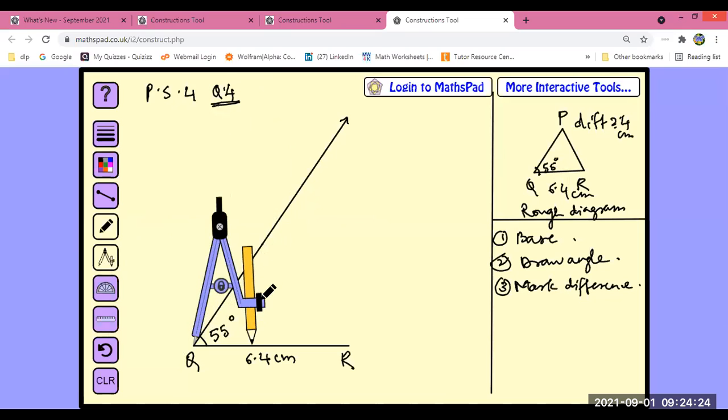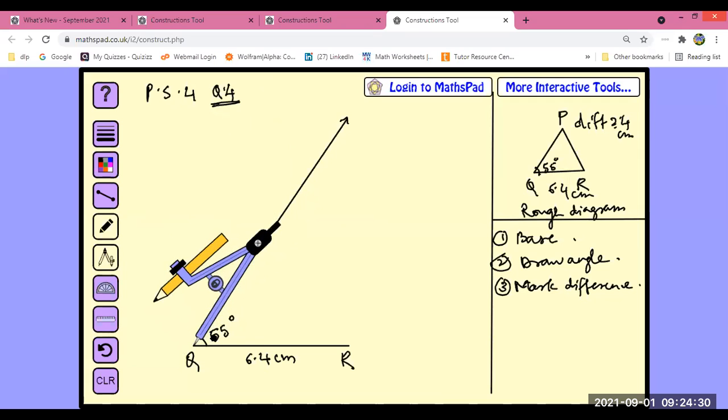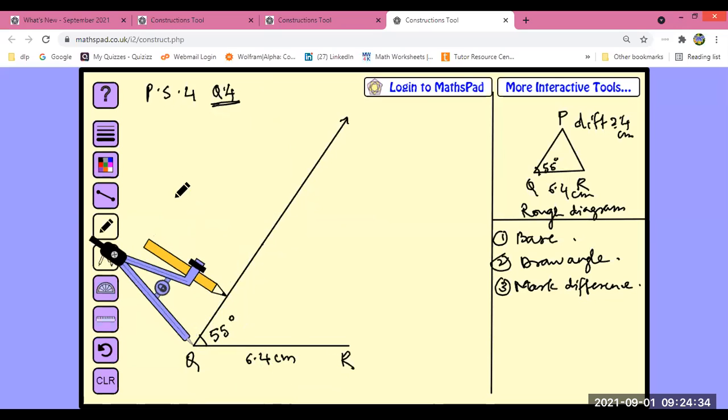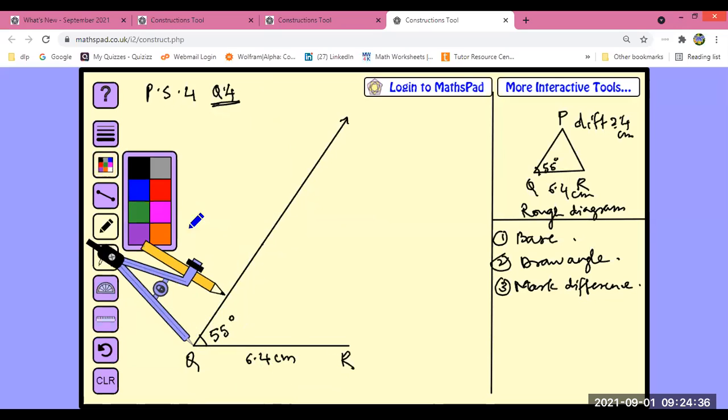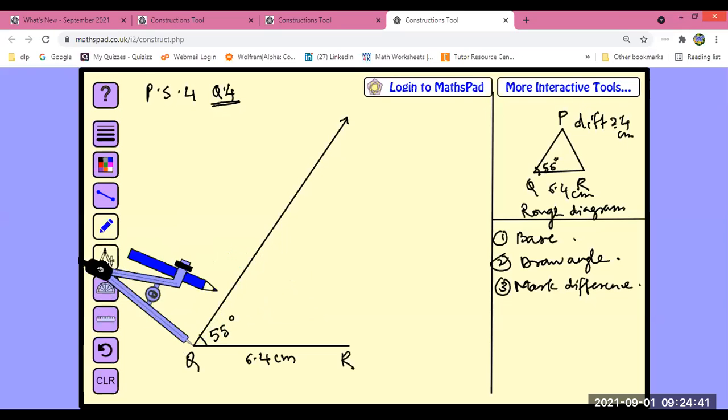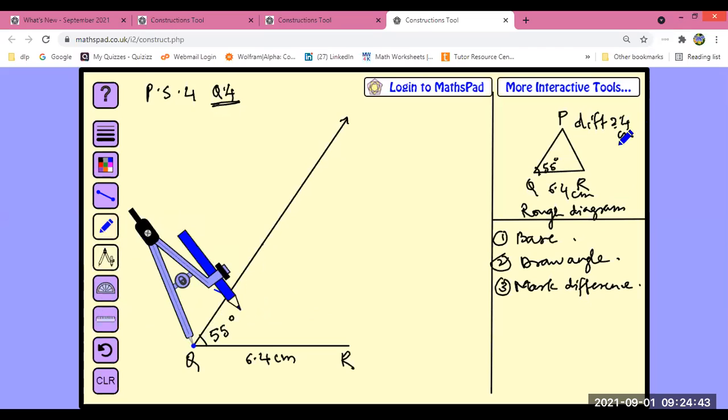And now we are going to draw an arc. Okay, so mark it. How do we mark it? We just draw an arc like this. I'm going to change color, just a second. Yes. So here we are going to mark an arc like this. This is the difference, 2.4 centimeters.